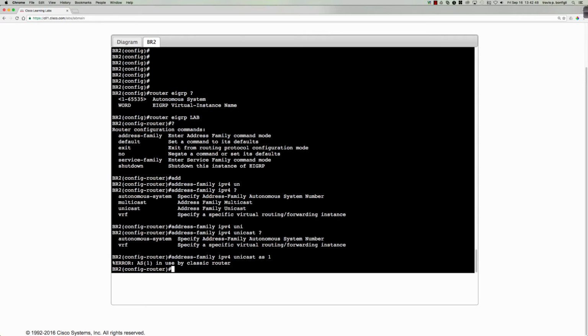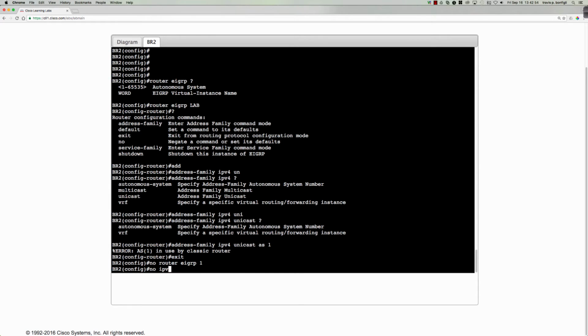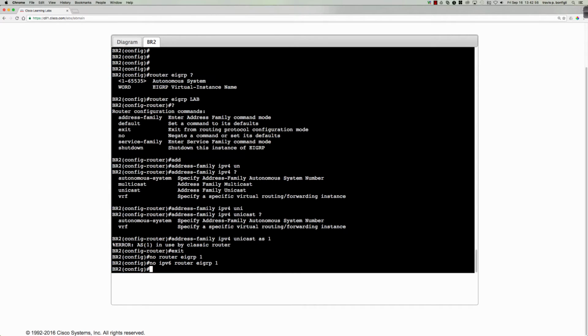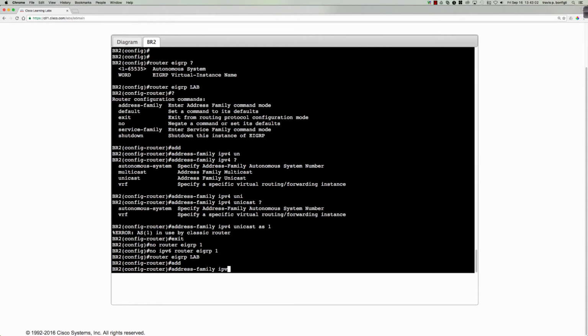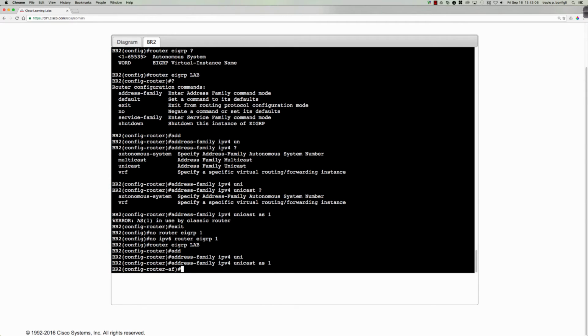Now, remember, I didn't delete what? Exactly, no router EIGRP 1, and then no IPv6 router EIGRP 1. So there we go, a little better. So now we'll go back in, router EIGRP lab, address family IPv4 unicast, AS 1. So now we're able to use autonomous system 1.